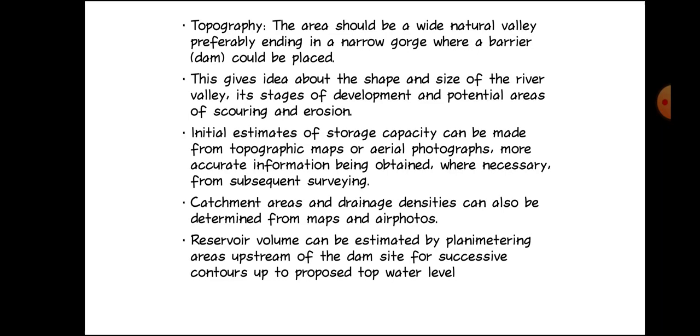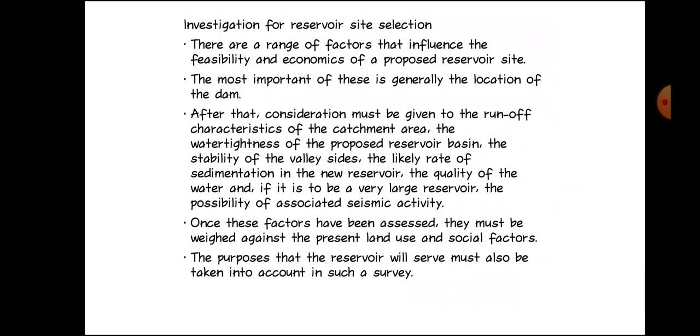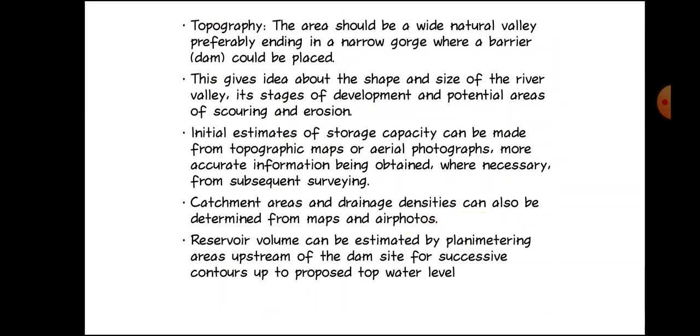Initial estimates of storage capacity can be made from topographic maps or aerial photographs, more accurate information being obtained where necessary from subsequent surveying. Catchment areas and drainage densities can also be determined from maps and air photos. Reservoir volume can be estimated by planimetering areas upstream of the dam site for successive contours up to the proposed top water level.